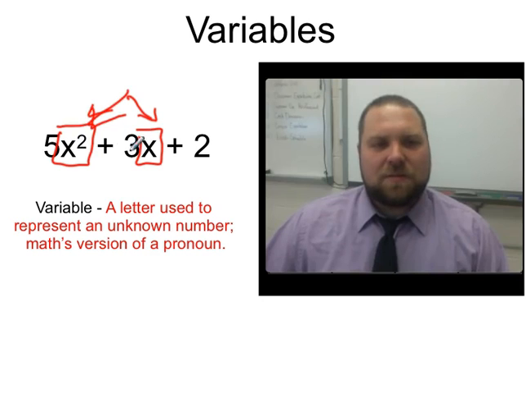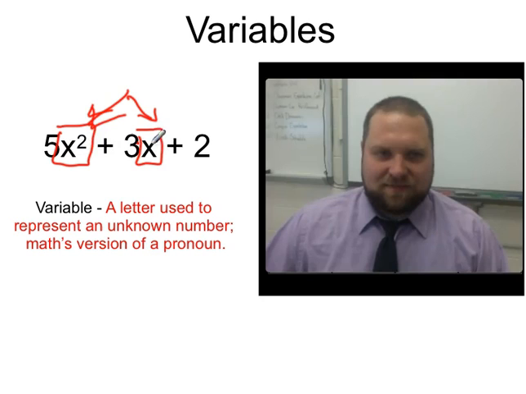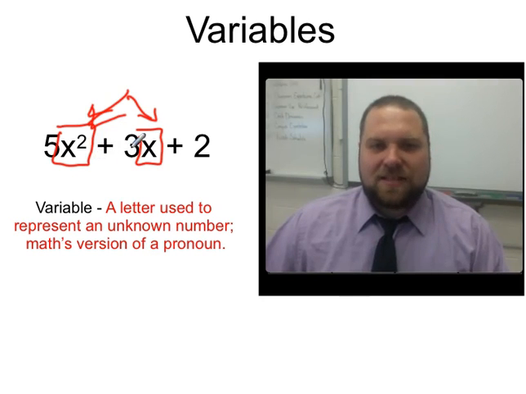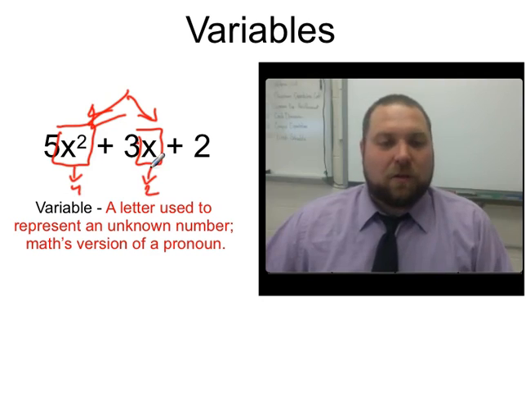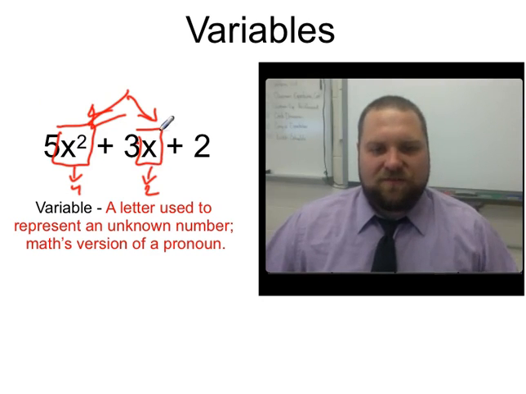These would be 2 separate variables. X squared is its own variable, and x is its own variable. And they're just shorthands to represent some number. For instance, this could represent 4, and this could represent 2. We don't know. It could be anything. But these represent 2 separate values.